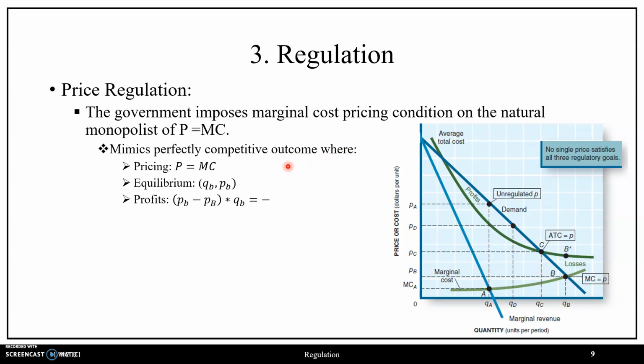in which we have our marginal cost pricing condition holding, we have our equilibrium of QB and PB, where we see that QB is strictly larger than QA, and we see that PB is strictly lower than PA.